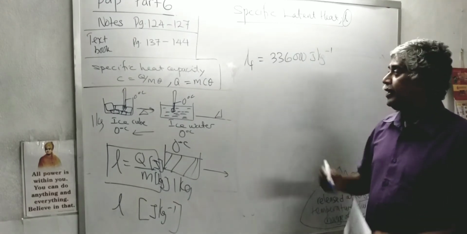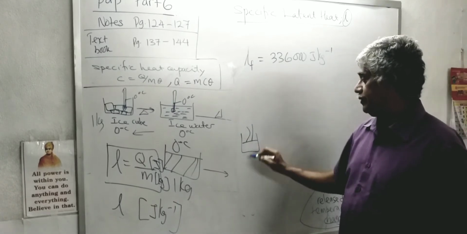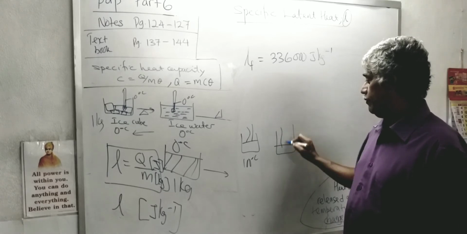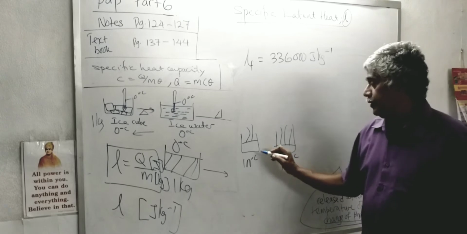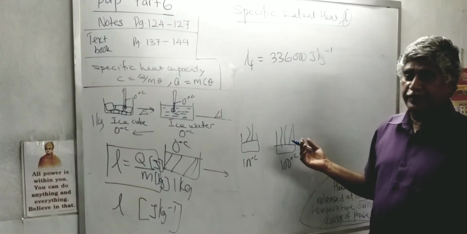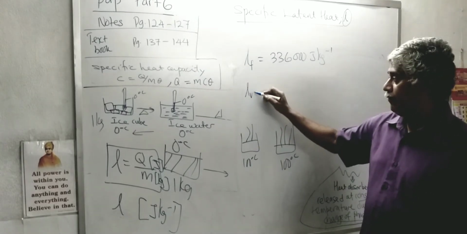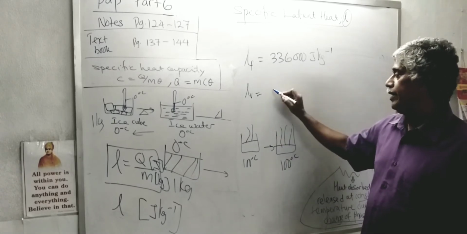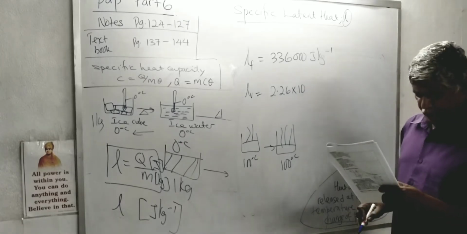So similarly, just now we talked about vaporization, the water vaporizing at 100 degrees Celsius, boiling point. So how much heat do you have to supply for 1 kilogram of water to vaporize, to change its phase from liquid to become gas? So we call it latent heat of vaporization. For vaporization, the value is a bit higher, and it's 2.26 times 10 to the power 6.